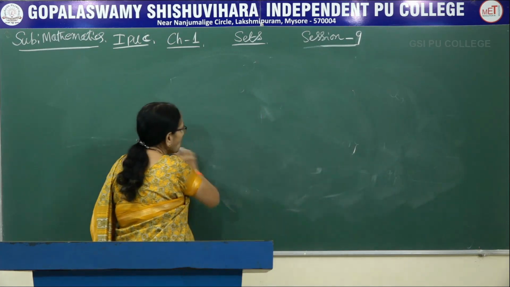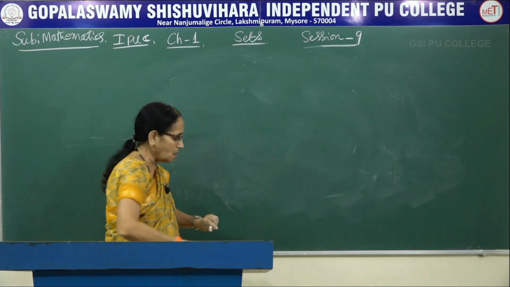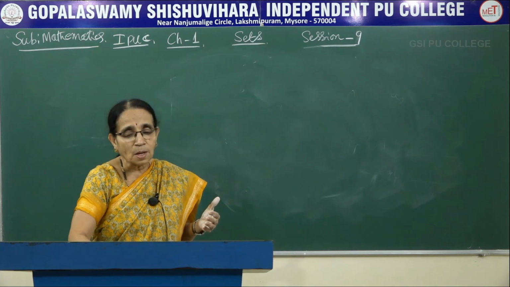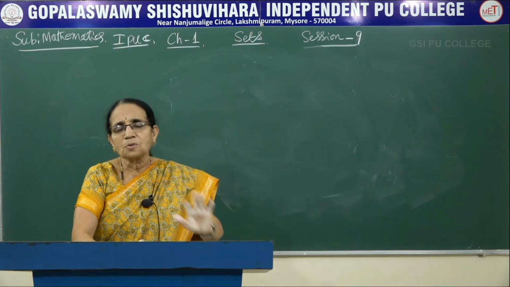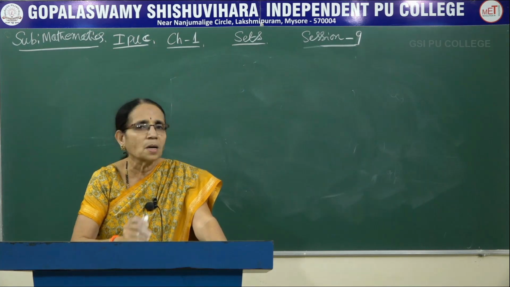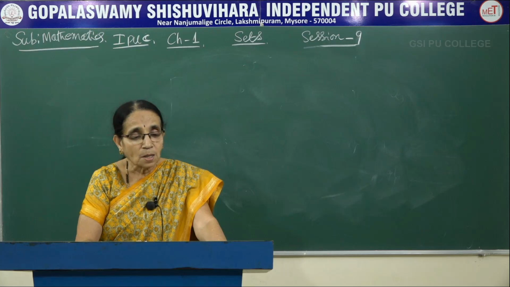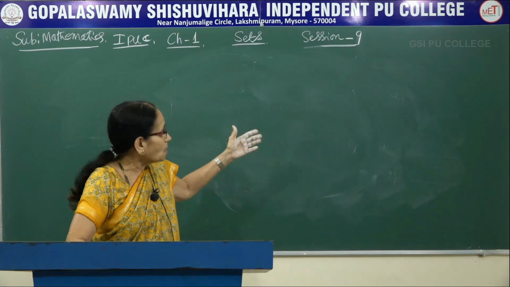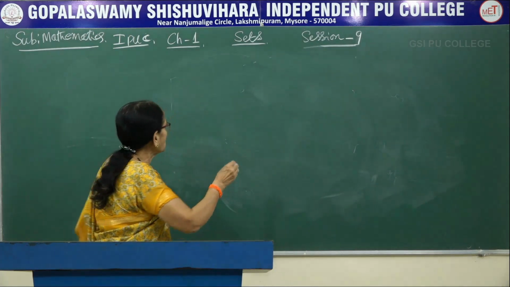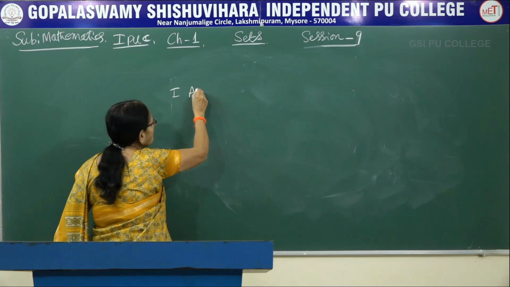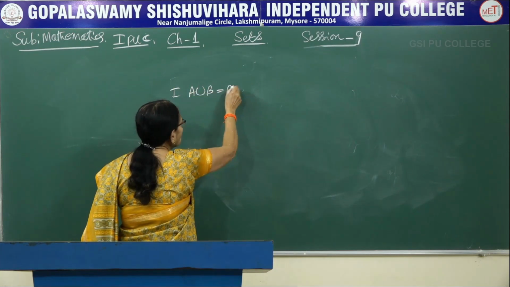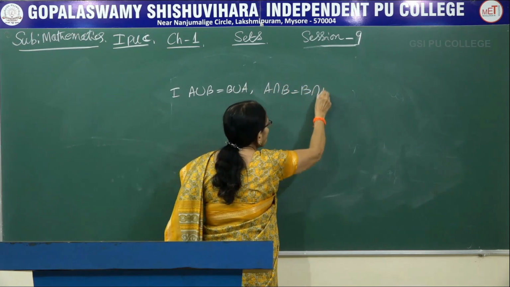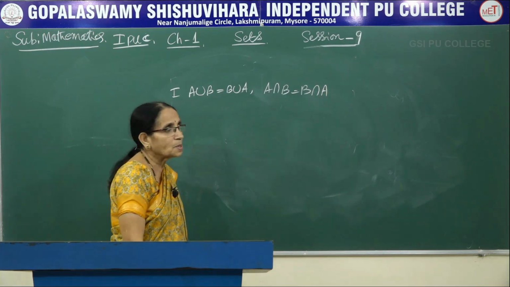Now these operations, union and intersection, satisfy certain properties. In a 1 mark question, when two sets are given, you will be asked to find either A union B or A intersection B. There are some properties which union and intersection satisfy. Let me mention those properties. The first property is A union B equal to B union A, and A intersection B equal to B intersection A. You might be familiar with this property.